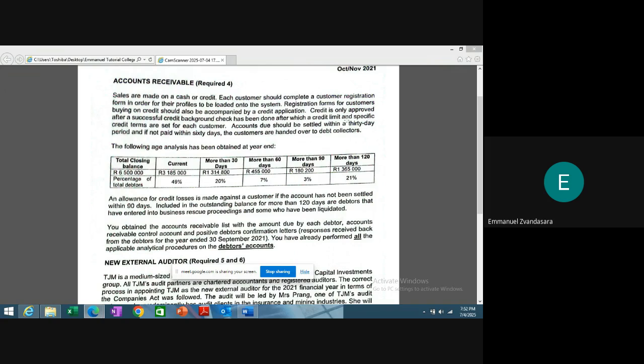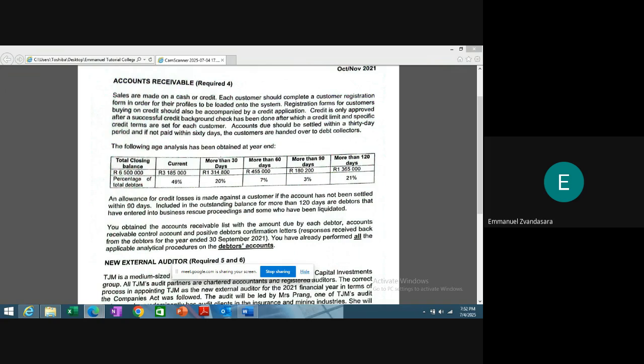Accounts due should be settled within a 30-day period, and if not paid within 60 days, the customers are handed over to debt collectors. The following age analysis has been obtained at year end, right? So this is the age analysis. By age analysis, you understand this from accounts that if a customer is asked to pay in 30 days, they fail, it means that it's going to be more than these 60 days until the account is settled, all right? If not settled, then debt collectors can get in, or maybe we can write off that debt.